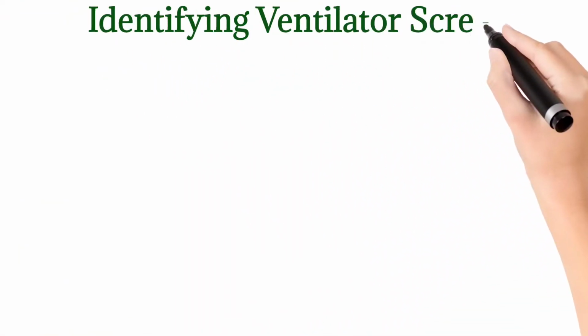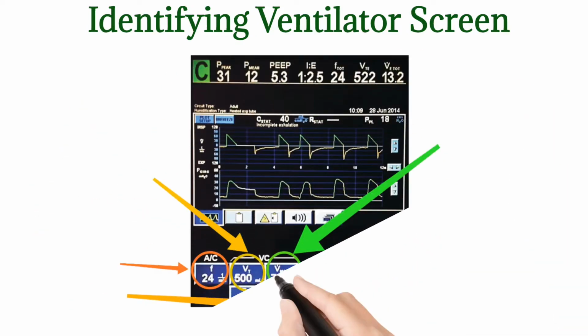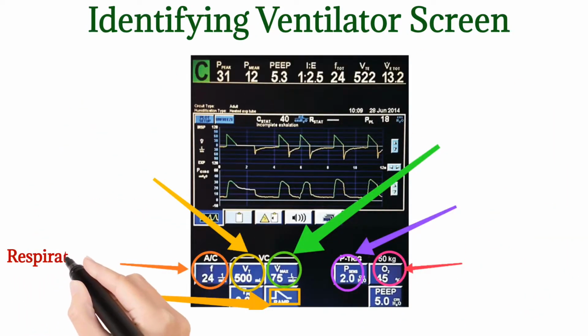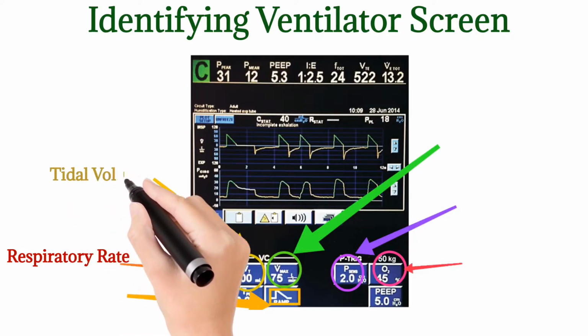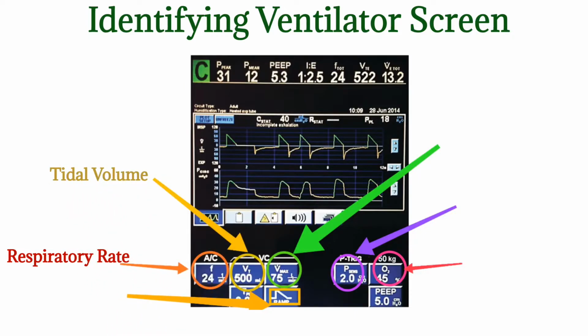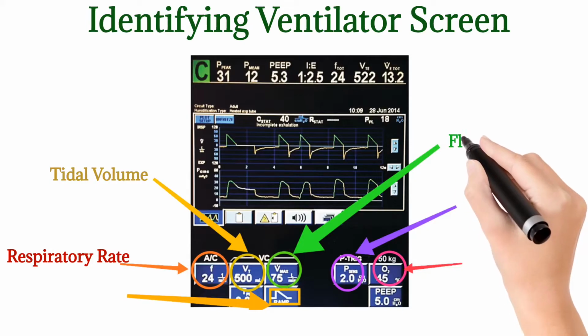Identifying ventilator screen. The respiratory rate set by the user. This is the mandatory rate which the machine will deliver regardless of what the patient does. This is in breaths per minute. The tidal volume per breath. This is volume-controlled ventilation, so this is the volume of air the patient will get with each breath. They will get that 20 times per minute with this setup.